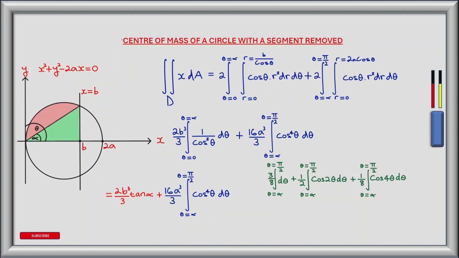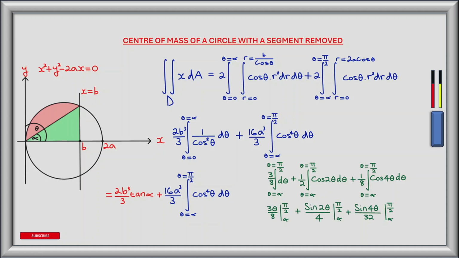So now we can replace the integral of cos to the power of 4 theta d theta between the limits theta equals alpha and theta equals pi by 2 with 3/8 times the integral of d theta from theta equals alpha to theta equals pi by 2, plus 1/2 times the integral of cos 2 theta d theta between alpha and pi by 2, plus 1/8 times the integral of cos 4 theta d theta between alpha and pi by 2.